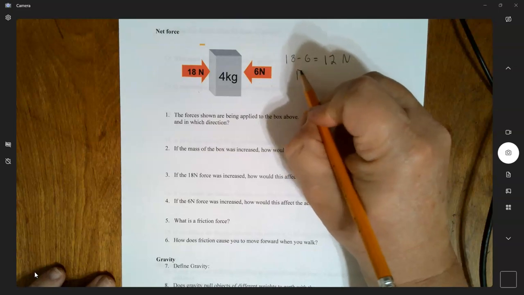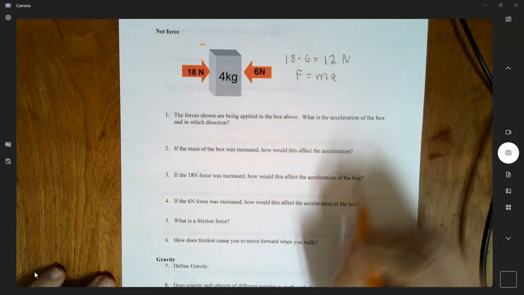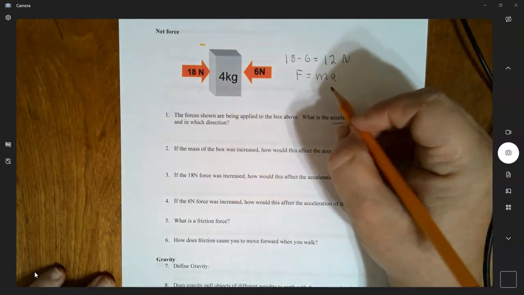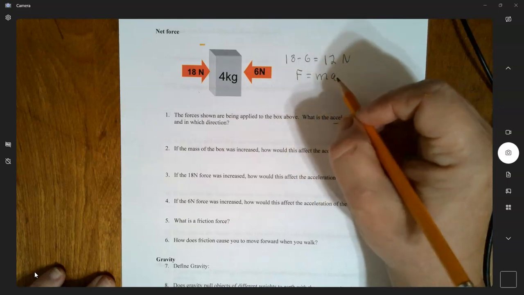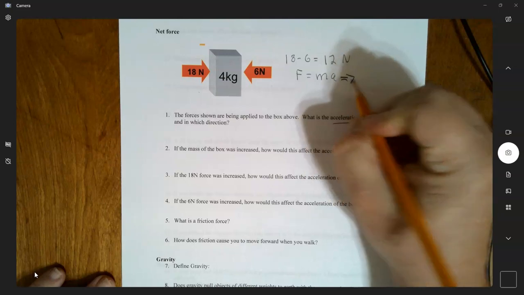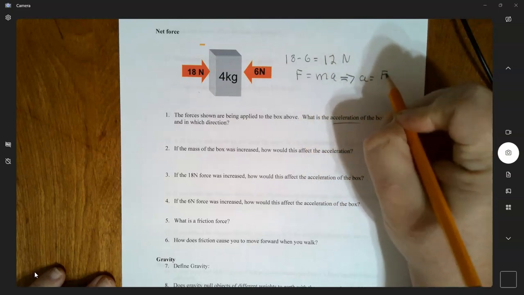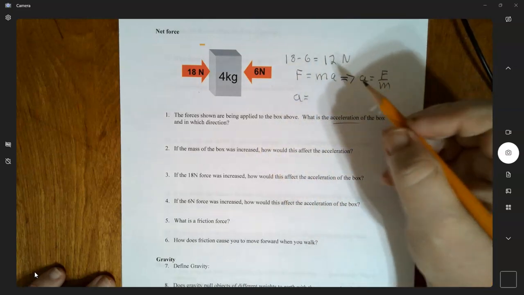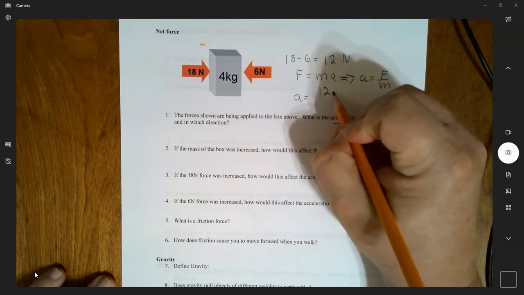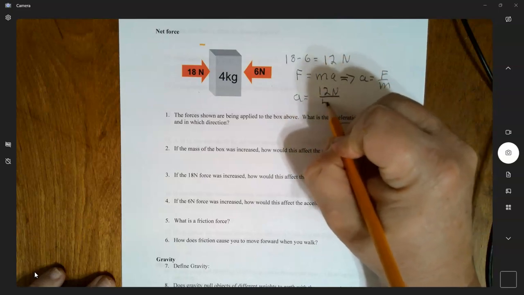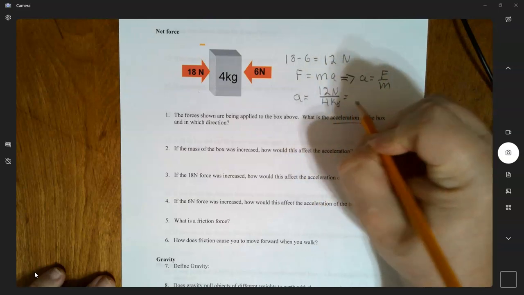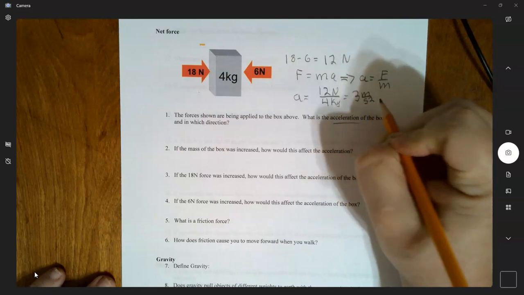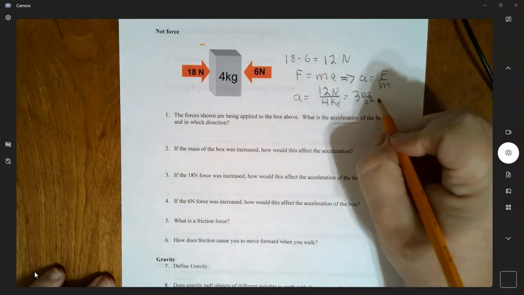Then you use F equals ma. It's asking you for acceleration. So if we broke this down, we would have written these out as separate numbers, but I'm doing this quickly for you here. So if you solve that for a, you end up with a equals F over m. So a is going to equal 12 newtons over 4 kilograms, and that equals 3 meters per second squared. And again, acceleration is a vector, so you have to state which direction. It's in the direction of the bigger force, so it's going to be to the right.